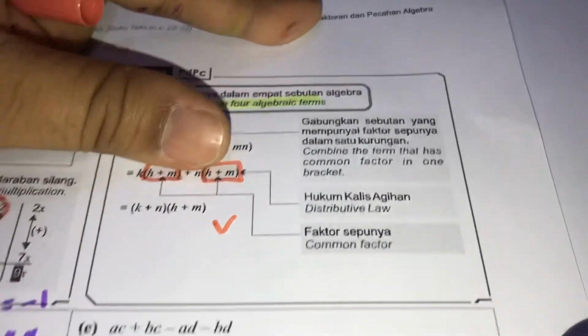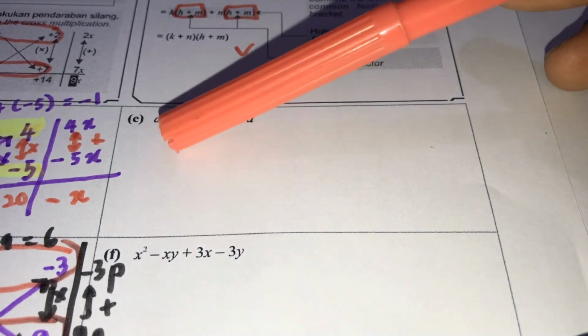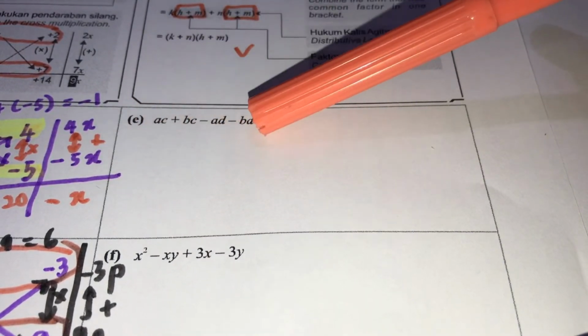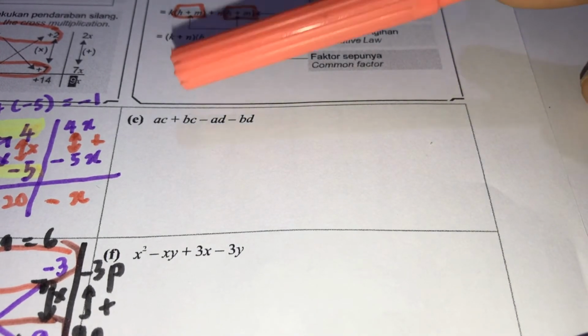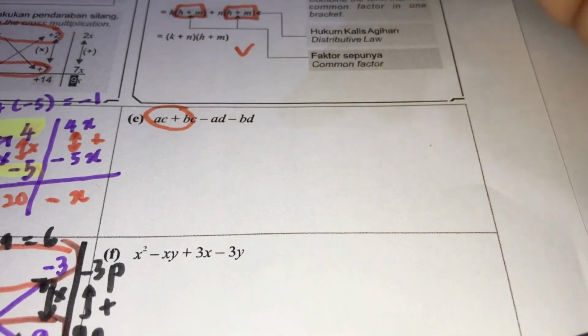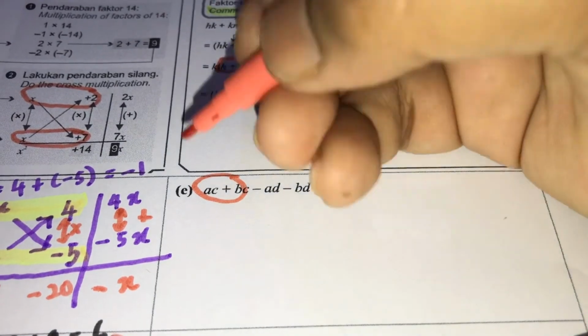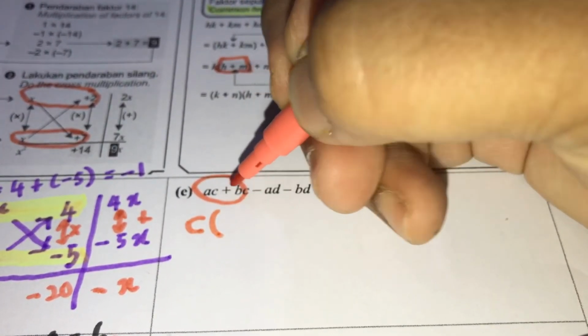Okay, so refer to your workbook, question E. Look at the type of the question. You have 4 terms here, right? 1, 2, 3, 4. So you use method 4. For the first one, it is not always the first one. Sometimes you have to arrange on your own. So here the same factor is in AC plus BC. The same factor is C. Write C outside, A plus B.